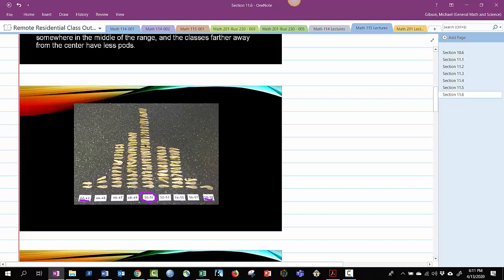In fact, if this was a perfect normal distribution, each of these categories would have exactly the same number of seed pods in them. Now, in real life, they're pretty much never perfect, okay? But they're often relatively close like this one. All right, so that's what a normal distribution looks like.